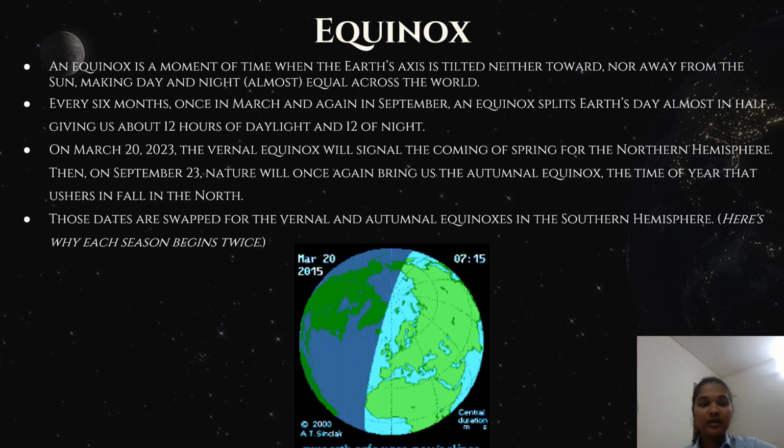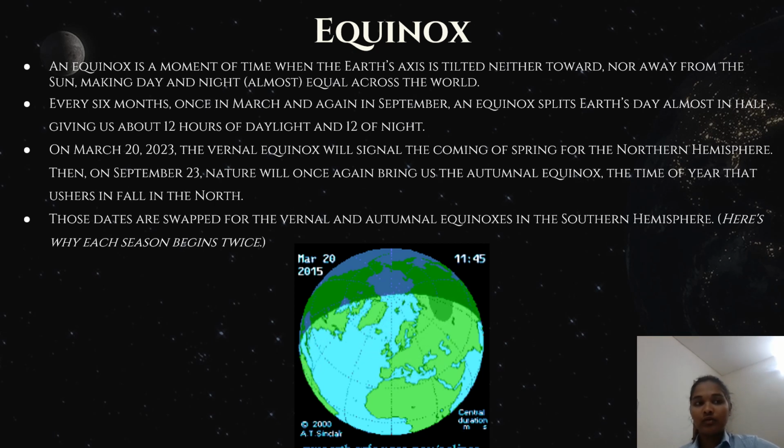And the speciality is that on March 20, the vernal equinox will signal the coming of spring for the northern hemisphere. Then on September 23, nature will once again bring the autumnal equinox, the time of the year that signals autumn in the north.